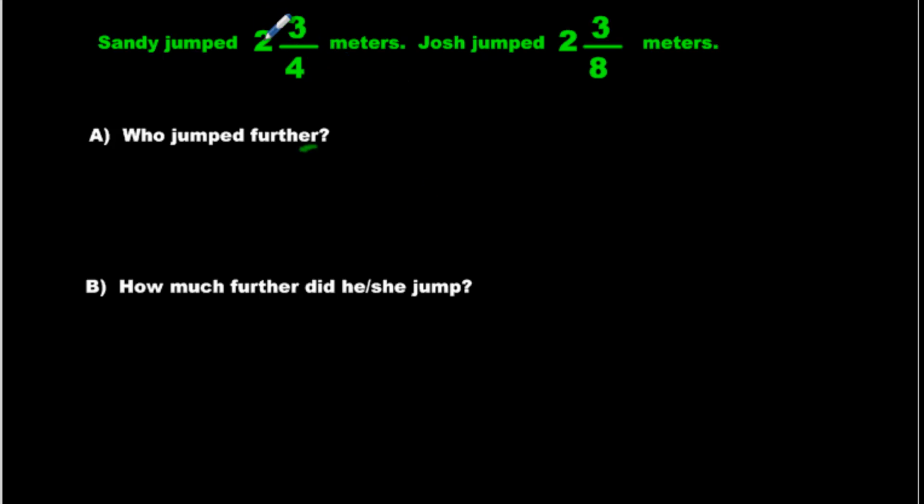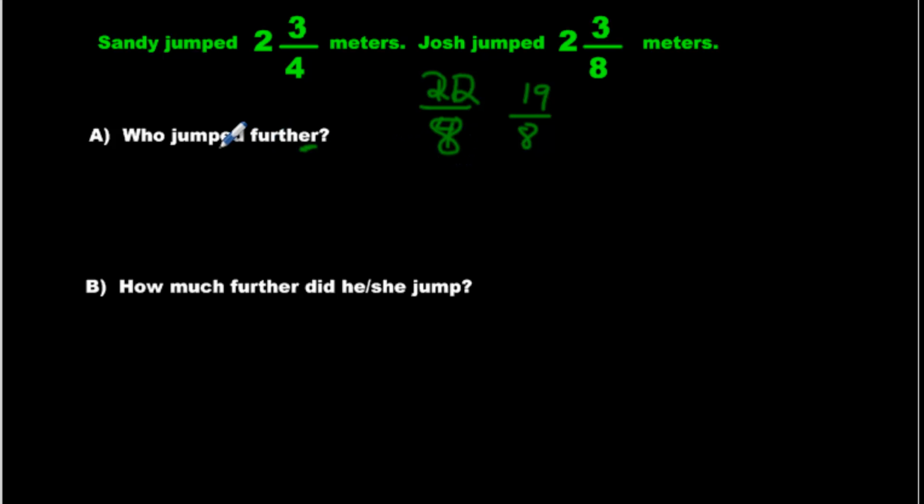Now you could line these up. You could say, okay, that's 4 times 2 is 8 plus 3 is 11. So that's 11 over 4. And this is 8 times 2 is 16 and 3 is 19. 19 over 8. And then you could say, okay, we need the denominators to be the same. So we can double this one, and that would change this to an 8 and this into a 22. Aha! 22 over 8 is more than 19 over 8. So Sandy jumped further. That would be good if you were asked to show your work.